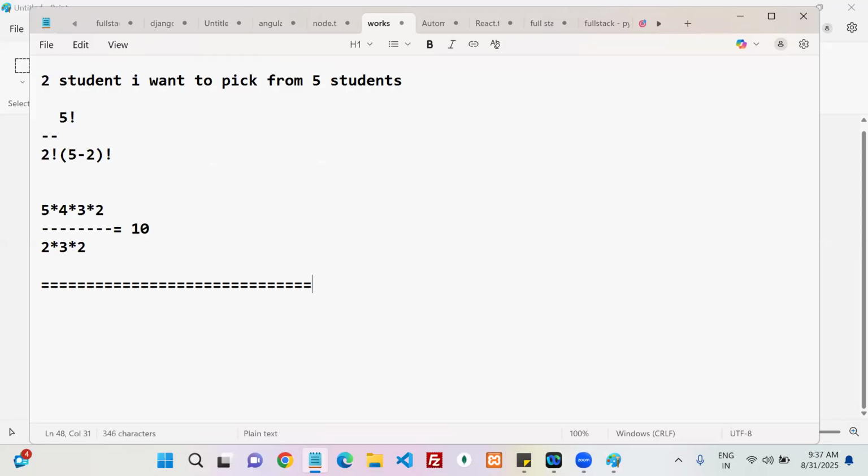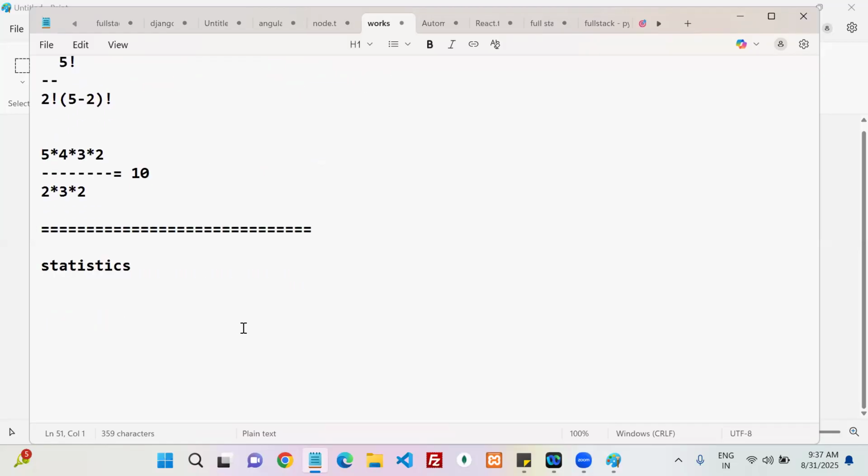Same like statistics. Why do we go for statistics? It's also data analysis. We are going to analyze the data. Most of the time these concepts, statistics things, we are going to use. You know the types of statistics? Mean, median, mode, variance, standard deviation. These are the concepts. Types of statistics.